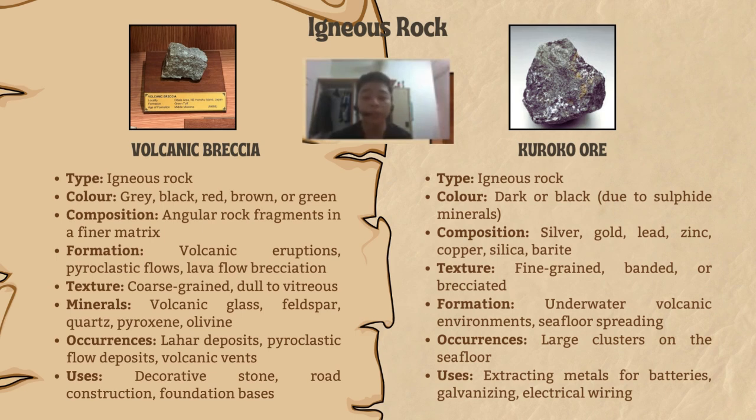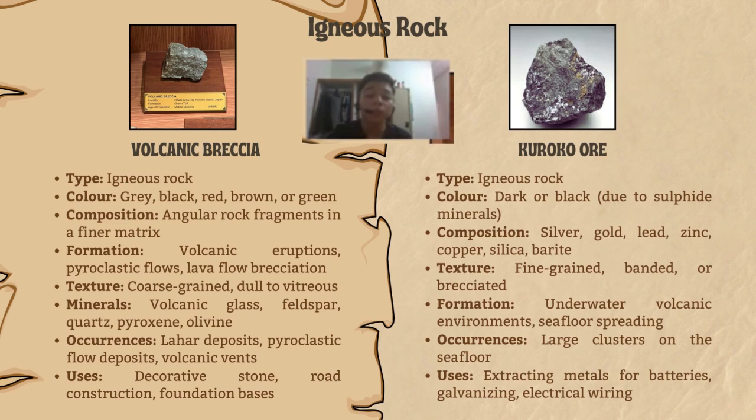Volcanic breccia is commonly found in lahar deposits, pyroclastic flow deposits, and near volcanic vents. It is similar to sedimentary breccia and agglomerate but differs in formation processes. Commercially, it is used as a decorative stone in construction and landscaping, as well as aggregate in road construction and foundation bases.